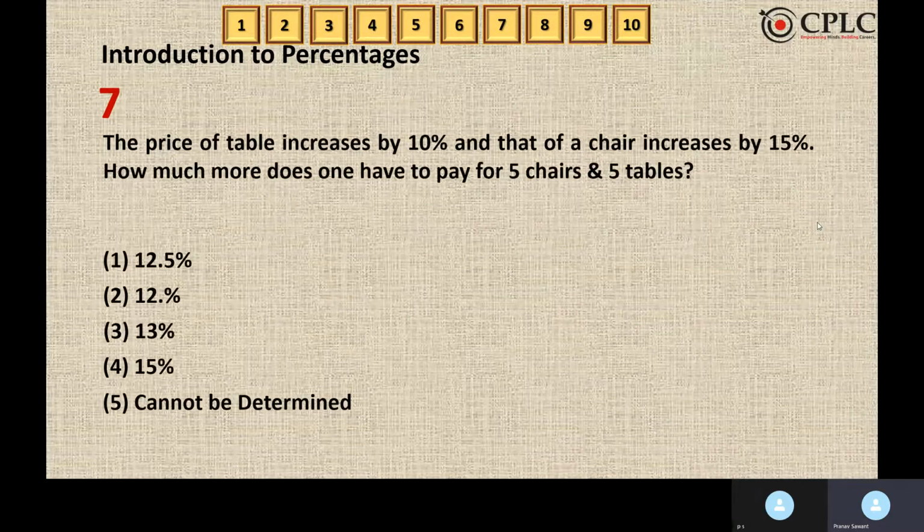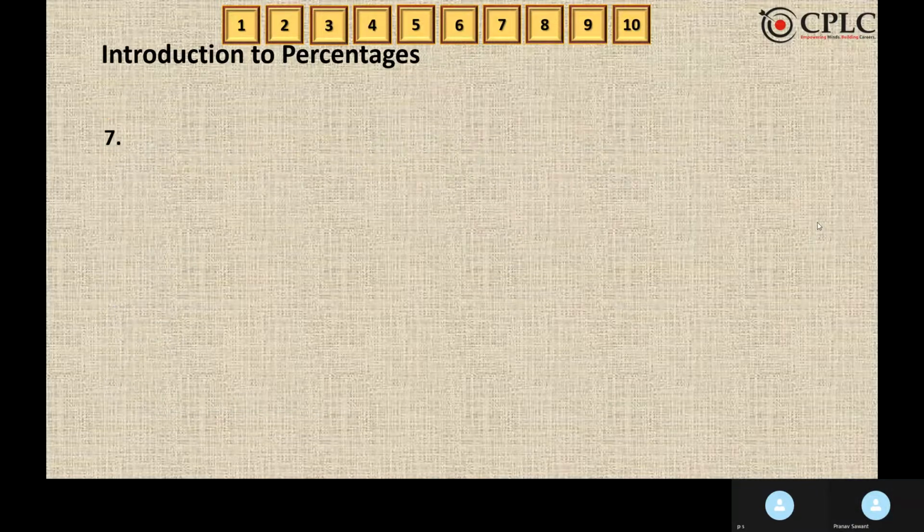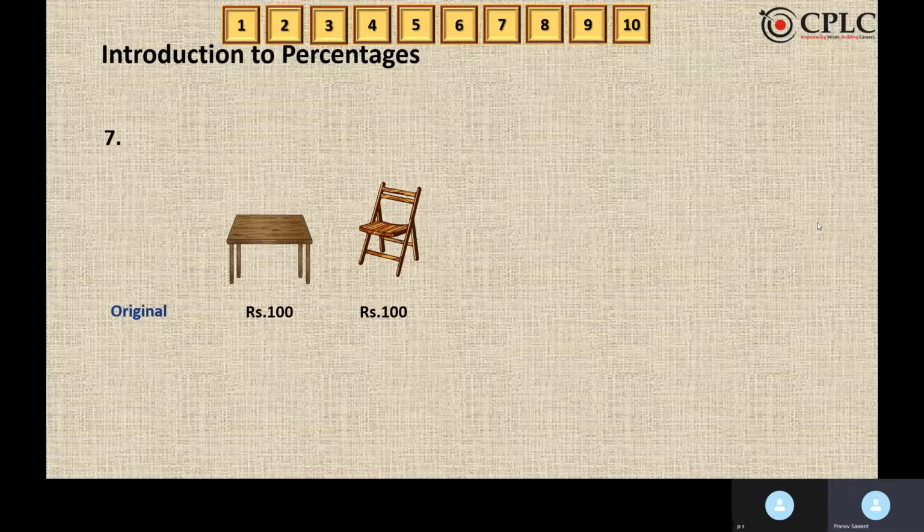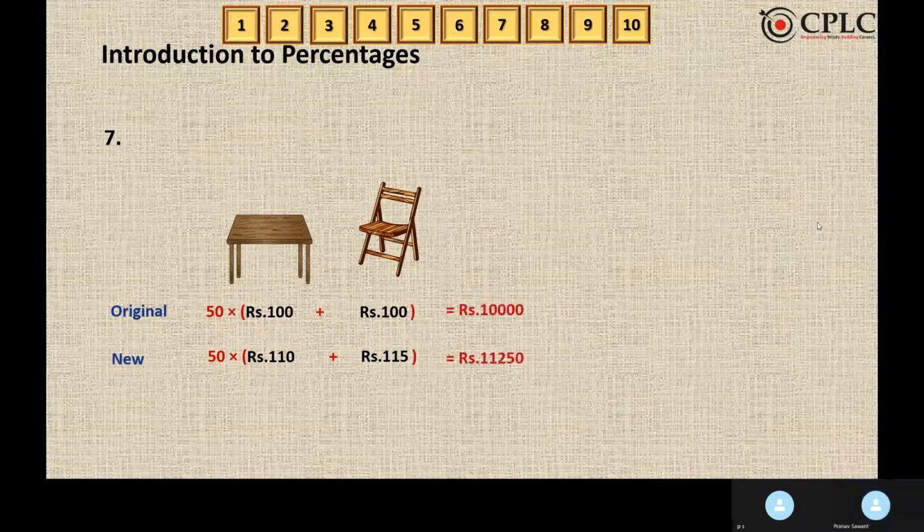Next question says, the price of table increases by 10% and that of chair increases by 15%. How much more does one have to pay for 5 chairs and 5 tables? Let us assume the original value as 100. So if we increase the prices by the given percentages, we'll get these new values, that is 110 and 115. So let us find out the increase. So there are 5 into 100 plus 100, and 5 into 110 plus 115. So these are the prices that we have.